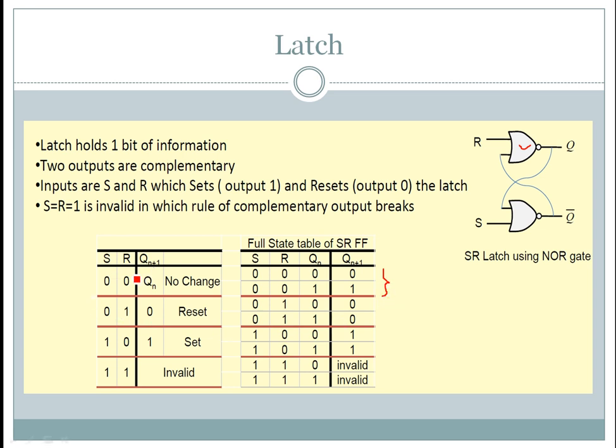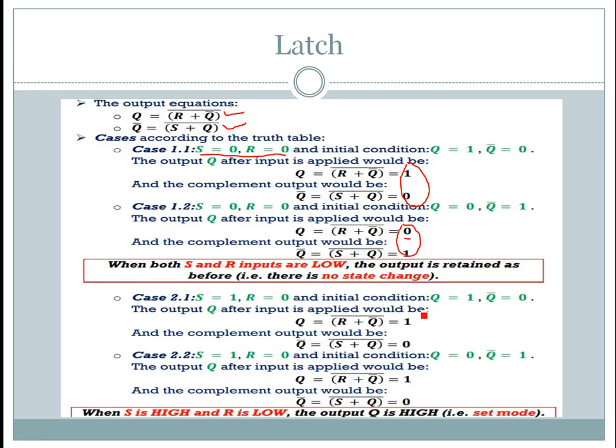So that's what we are writing here: S, R, Qn plus 1. If both S and R are 0 0, the next state Qn plus 1 equals Qn only, because whatever the Qn value, the same value we get at Qn plus 1. So that means there is no change in the output. Next we'll consider the next combination of inputs.